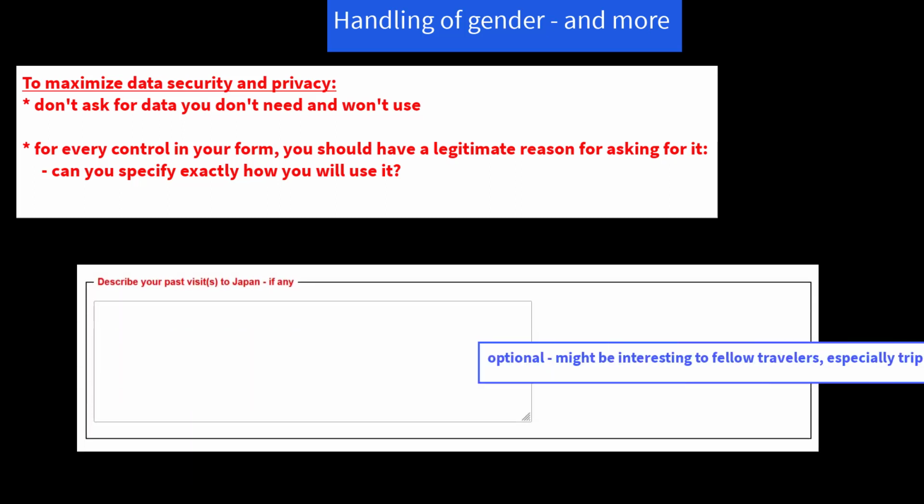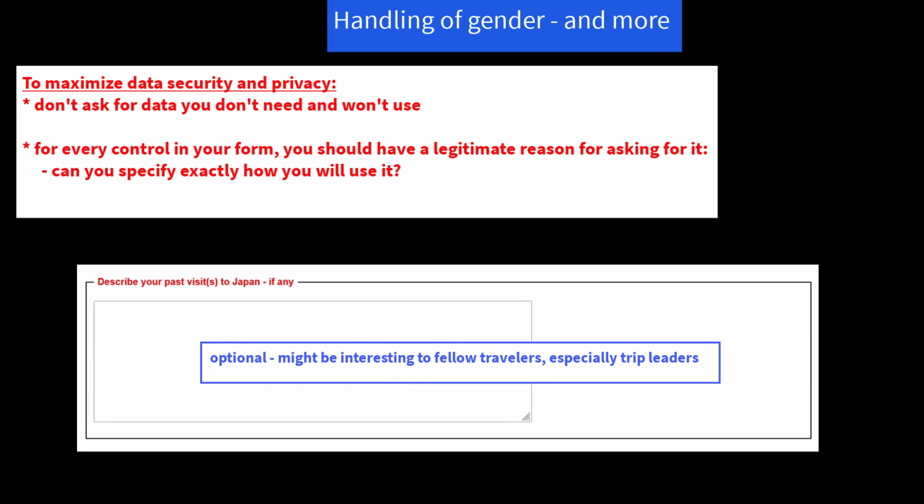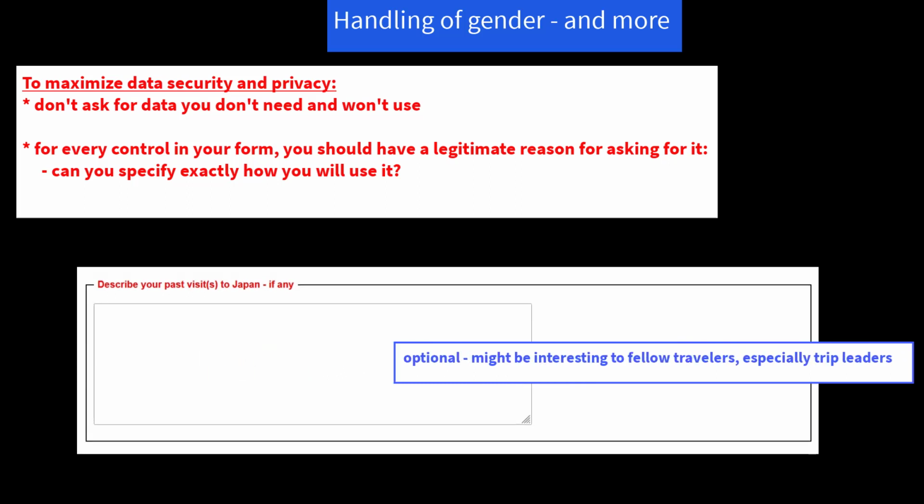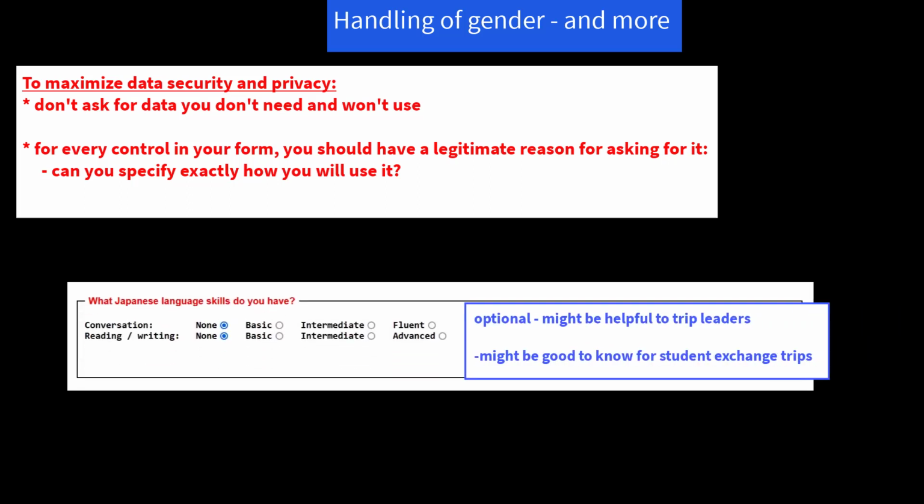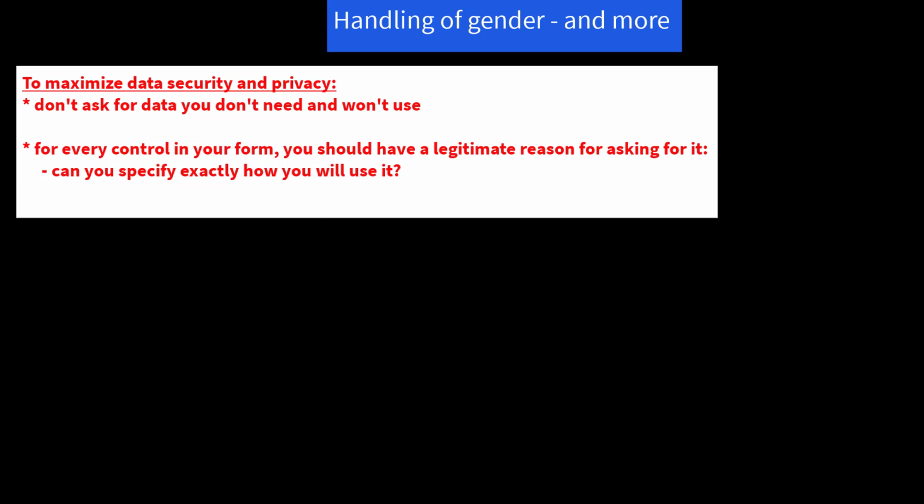Past visits is optional, might be interesting for fellow travelers and especially trip leaders. Language skills is optional. It might be helpful for trip leaders to know, and if planning on running some pre-trip orientation sessions, this might also be useful. I'm thinking mostly student exchanges here, but it could apply to adult trips too.